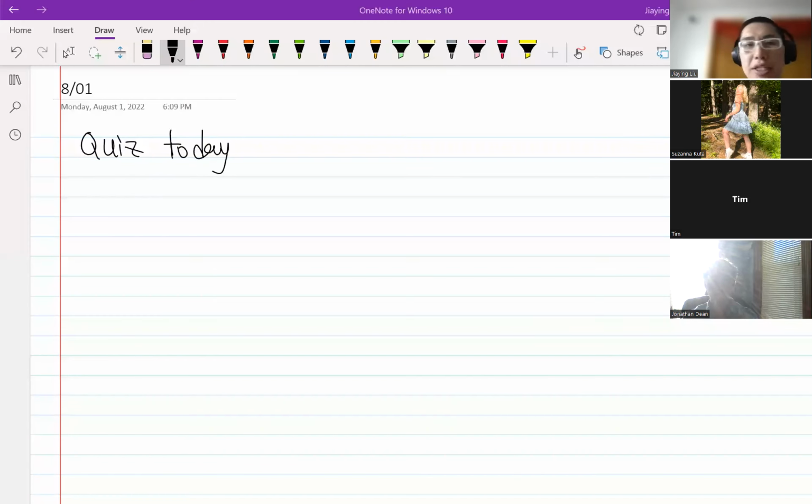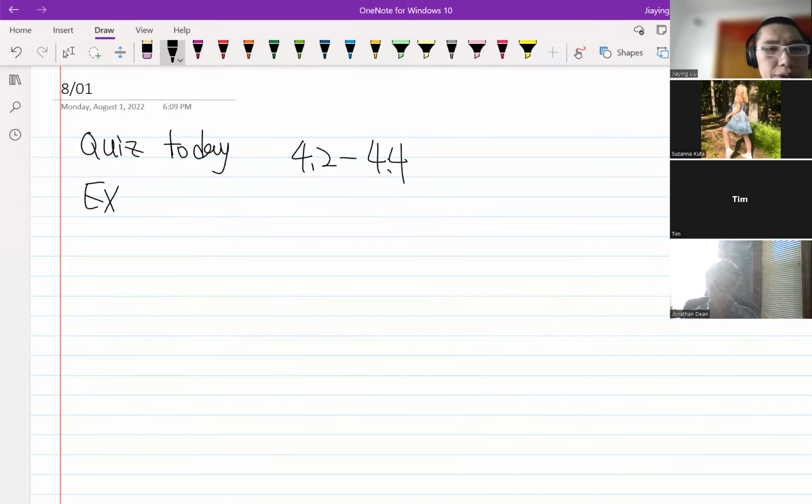So the quiz today is only going to cover 4.2 to 4.4. The properties with logs are not going to be on it, but they will be on the next assessment. Also, a reminder that we're going to have exam 2 on the following Monday, which is August 8th, I believe.